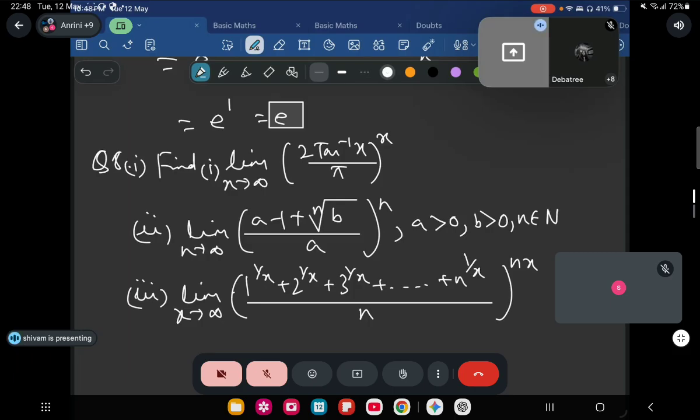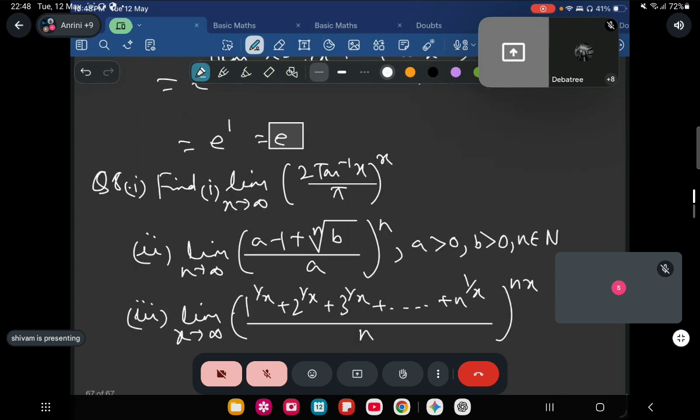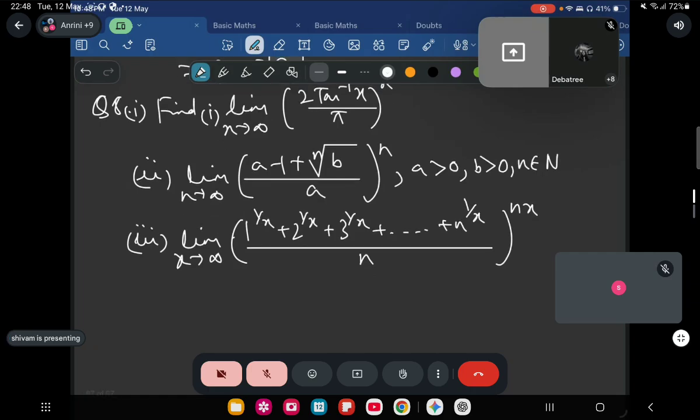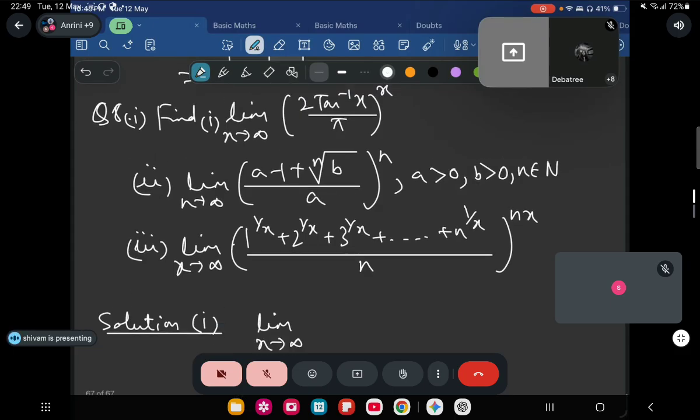Okay, I'm starting to solve number one. Pay attention, everyone. It is 1 to the power infinity, so let us solve. Part one. It will become e to the power limit x tends to infinity, g into (f minus 1), that is x into (2 tan inverse x by pi minus 1).